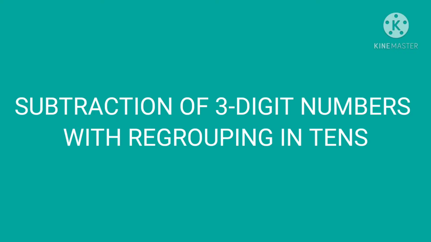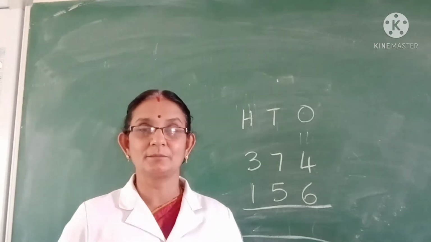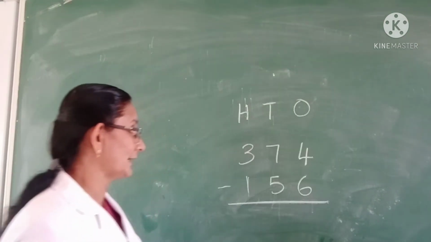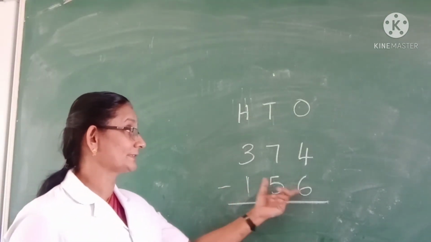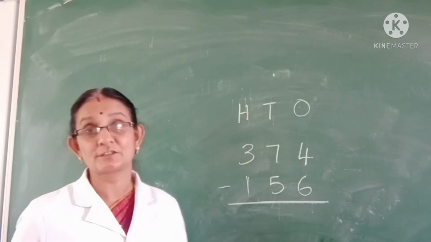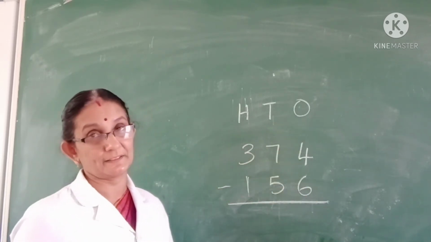Okay, children? Subtraction of 3-digit numbers with regrouping in tens. Let us do the subtraction of 3-digit numbers with regrouping in tens place. Okay? So we have to subtract 156 from the number 374. Okay, so where should we start from? Yes, from the ones place.